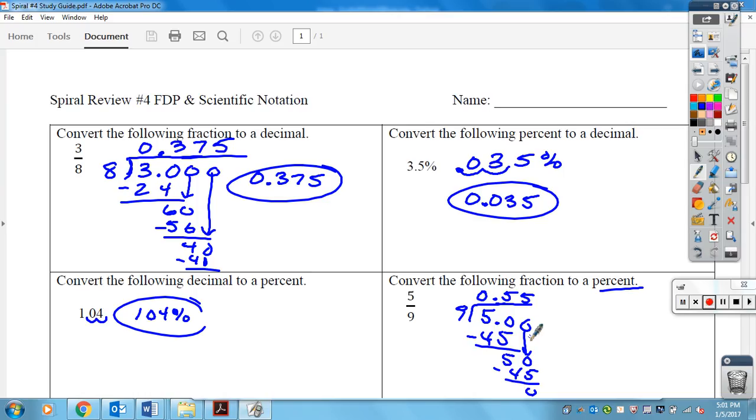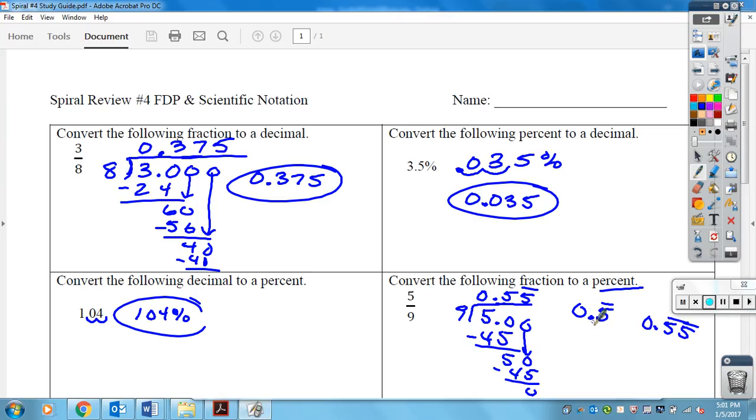If you notice, it's going to continue to repeat. So the answer is 0.5 repeating. You could put 0.55 repeating with a repeating bar over just the 5. You could put them over both of them. But either way, we want to write a percent.